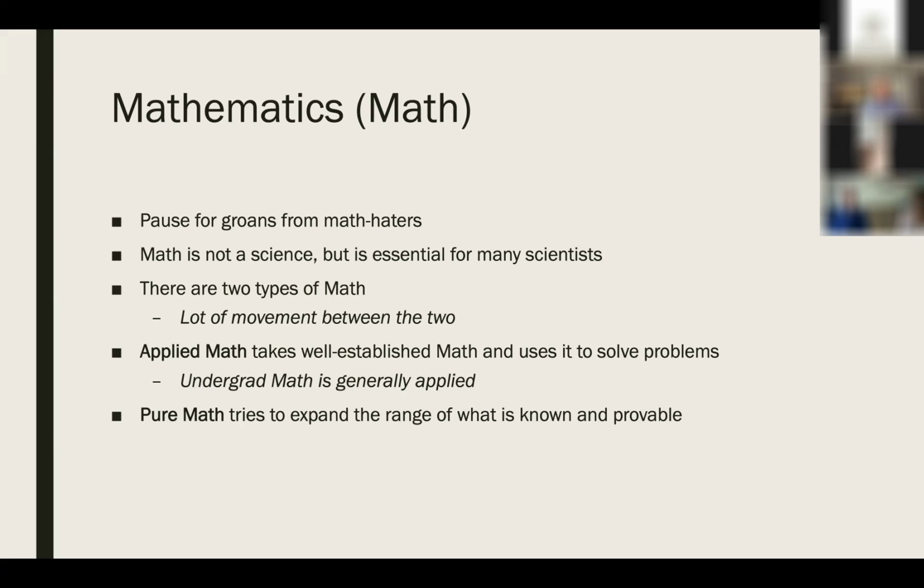Applied math is, as its name says, it takes theorems that are well established and techniques that are well established and applies them to solve problems, often in the sciences, sometimes in the real world. And what you take in an undergraduate course, that's generally applied math. Pure math, so-called, is developed for the sake of understanding what can be known and what can be provable, and just to expand the subject. Often there's a famous problem that a particular mathematician will try to solve.